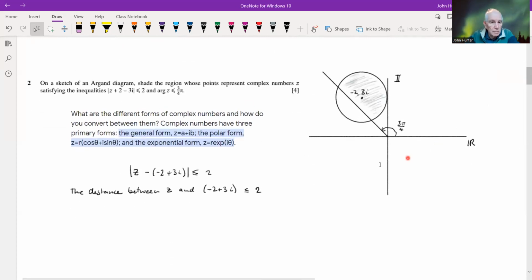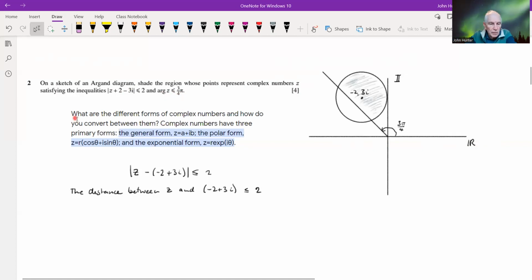So this is a complex number question. On a sketch of an Argand diagram, that's what we're drawing here, shade the region whose points represent complex numbers z satisfying the inequalities: the modulus of z plus 2 minus 3i is less than or equal to 2. So this is the length. This value has a length, and the argument of z is less than or equal to 3/4 pi.